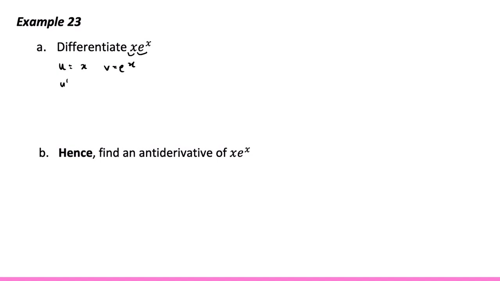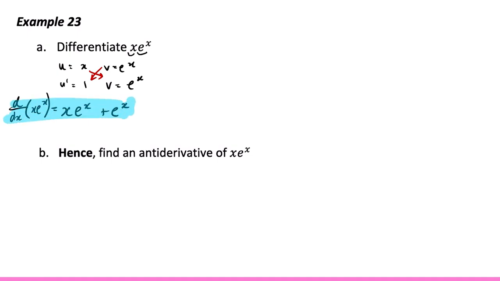So when I differentiate x, I get 1. When I differentiate v, I get e to the power of x anyway. And then with the product rule, what we do is we multiply across. So I get x e to the power of x plus e to the power of x. So what does this tell me? This tells me that when I derive my function x e to the power of x, I get this here.